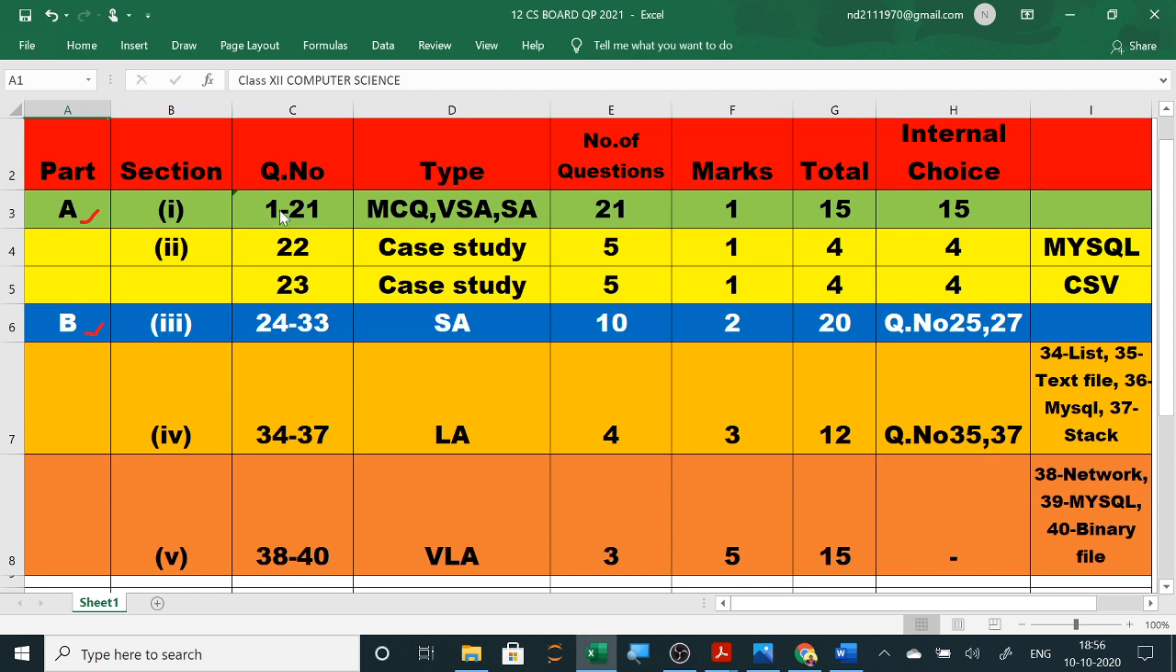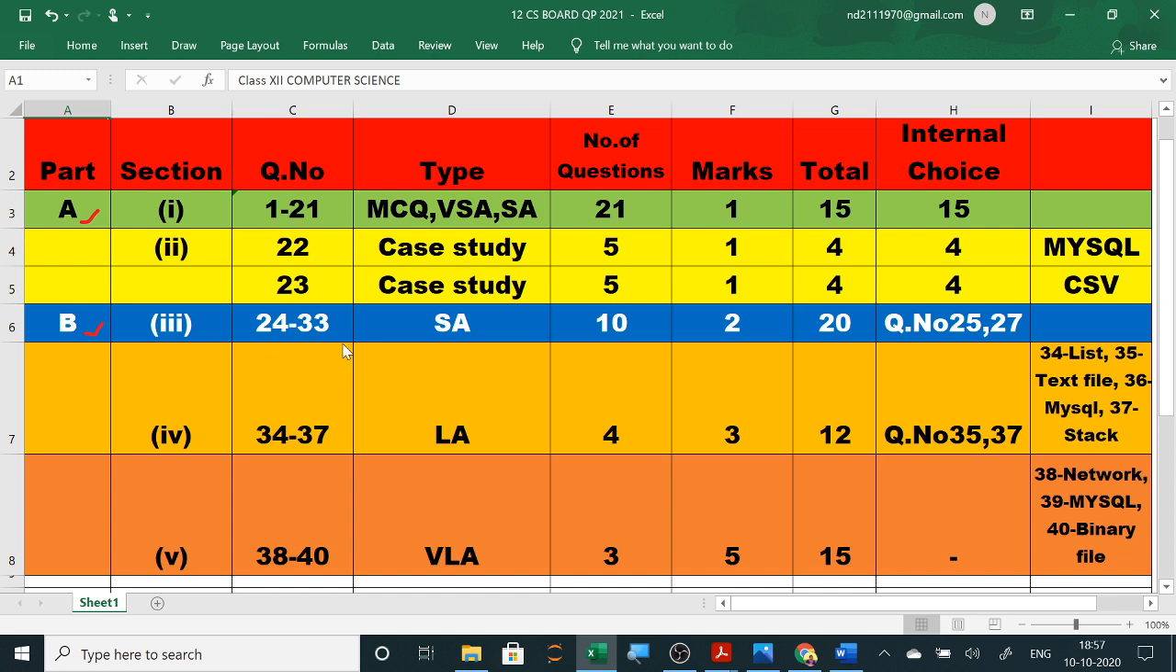So in question number 1 to 21, you are having internal choice of 15 questions, and MCQ, one word answer, one line answer. Then question number 22 is a case study. In the sample paper it is given of MySQL, and question number 23 is also a case study of CSV. Now it has subparts, 5 questions, 1 mark each, in which the internal choice is that you have to solve 4 out of 5.